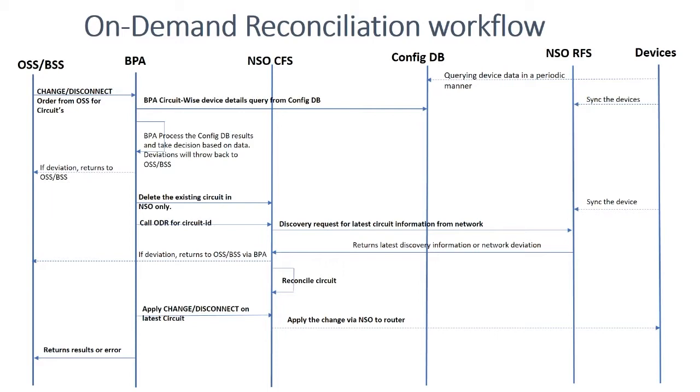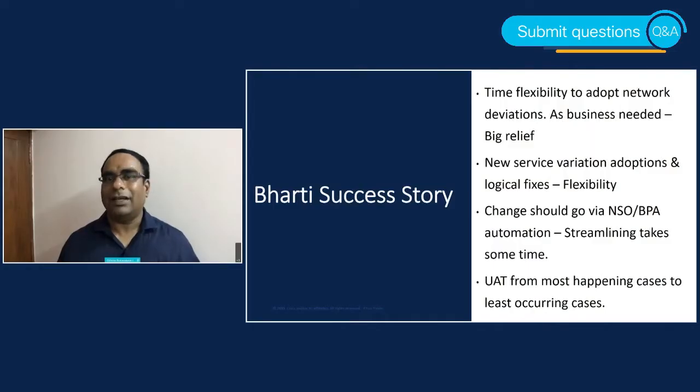So we are going to talk about some of the success stories, what we achieved for Bharti and what we achieved ourselves as Cisco, right? We talk about the customer success stories first. We provide time flexibility to adopt network deviations. You do it in your own time as and when it is required, right? If you're doing it upfront, we are good, right? As business needed. It's a big relief for the customer.